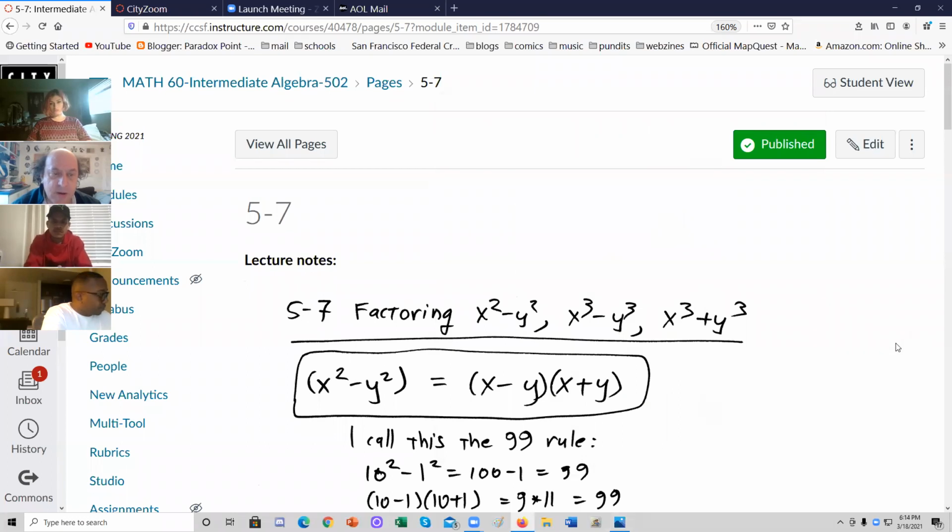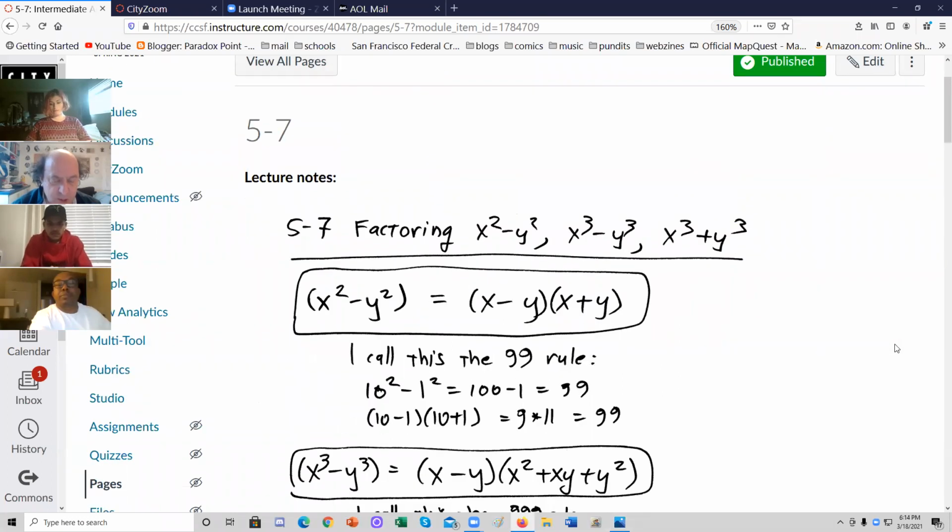All right, today we'll be factoring certain expressions: a difference of squares, difference of cubes, and sum of cubes. If you have a difference of squares, that equals a difference times a sum. You can see that if you distribute it out: x times x is x squared, minus yx plus xy cancels, and minus y times y is minus y squared.